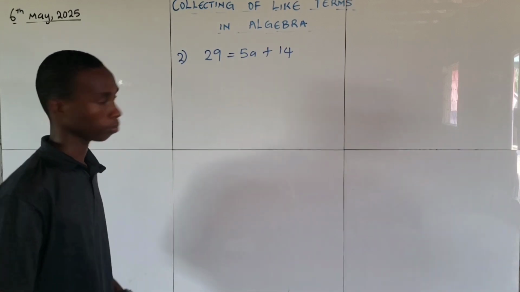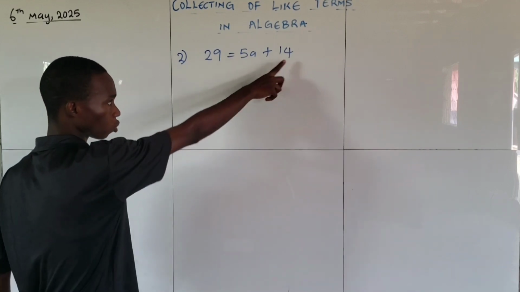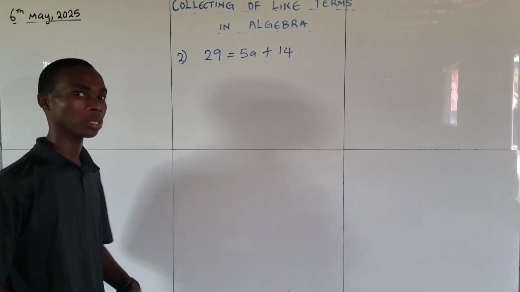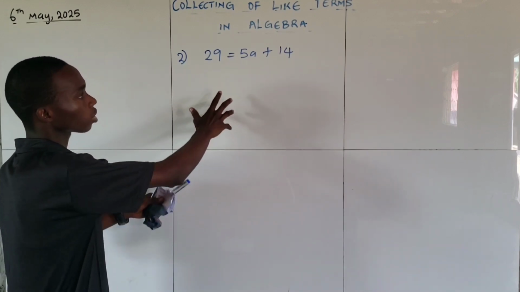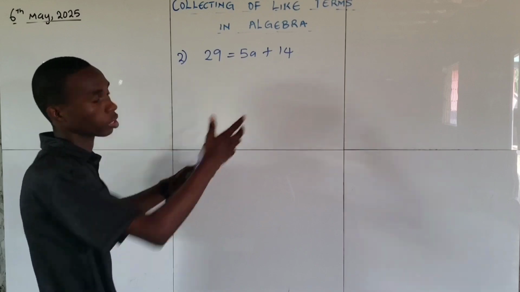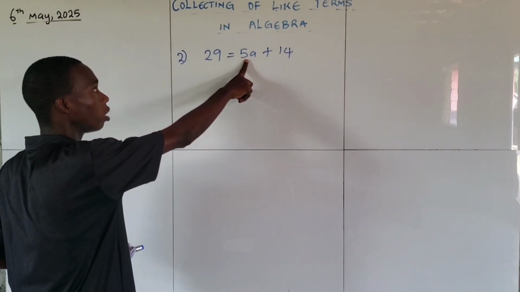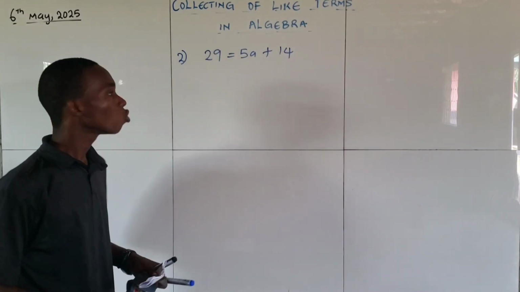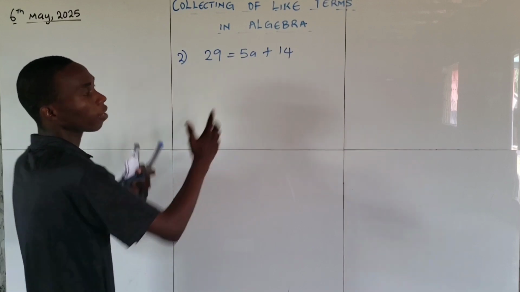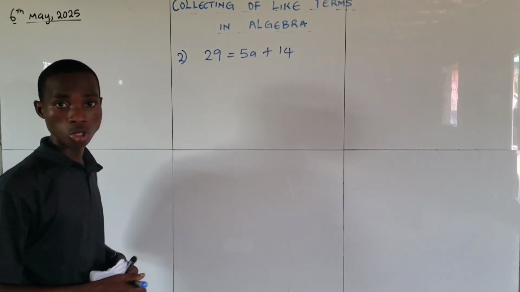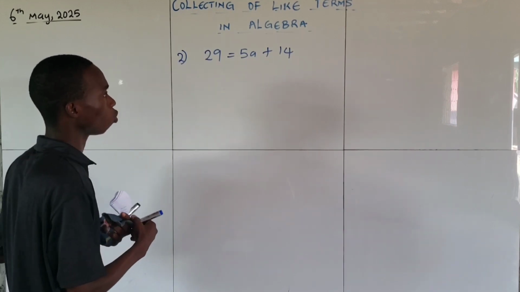Now look at the second example here. We are having 29 equal to 5a plus 14. You are supposed to collect like terms. Now I told you that if we are collecting like terms, we'll make sure that the constant is different from the coefficient. Now we have only one coefficient here, and then we have just two constants here. So we make sure that this constant is separated from the coefficient. Now what are we going to do? Because this 29 here is the one coming first, so we'll put our 29.